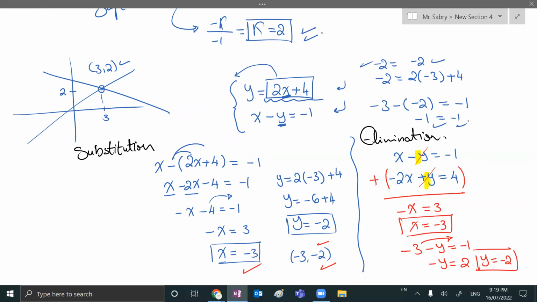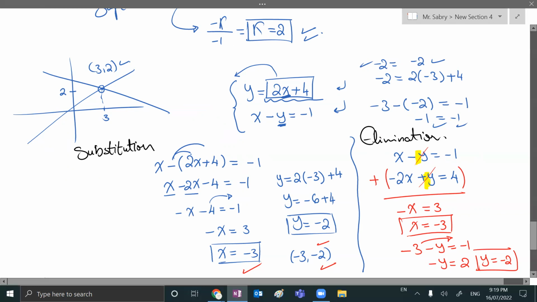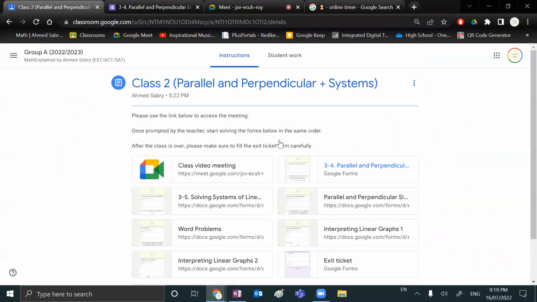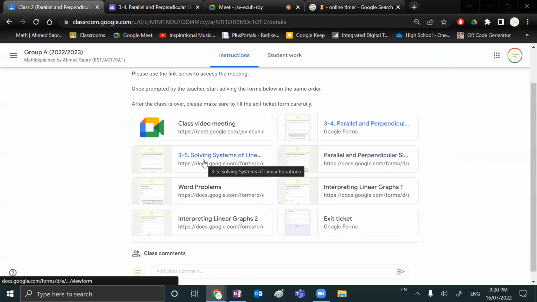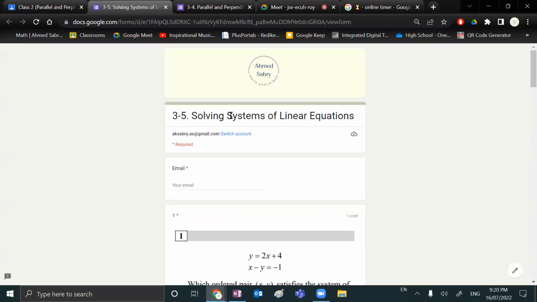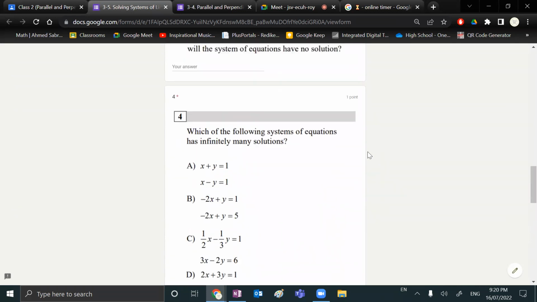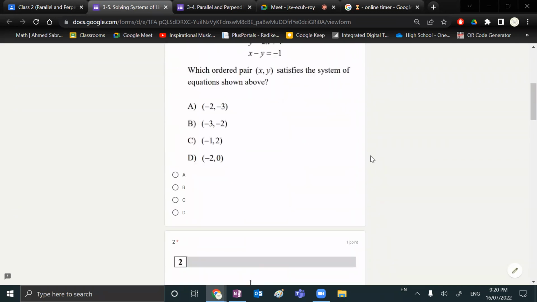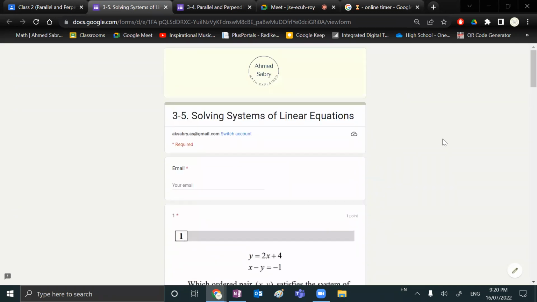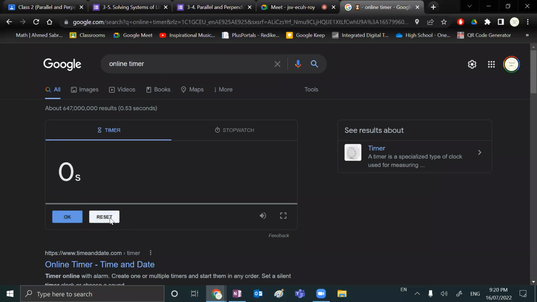Yes, perfect. Okay, if you are ready, please head again to Google Classroom and the one that says solving systems of linear equations, it's 3-5. This one has a total of 6 questions still. They discuss everything we just discussed. Some questions will have infinite solutions, others will have only one and no solutions as well. Please try to work through those 6 questions within 12 minutes as usual.